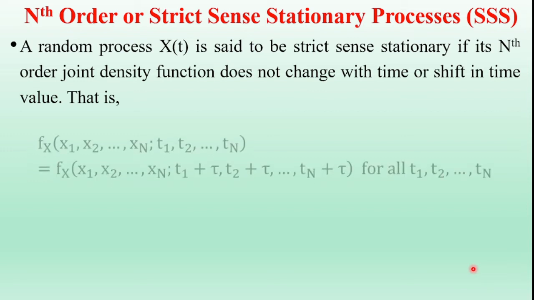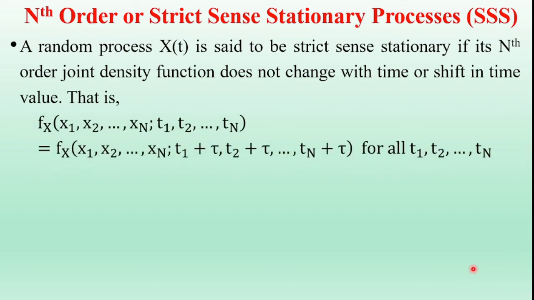So that is n number of random variables x1, x2, x3 and so on xn at the time instances t1, t2, t3 and so on tn. The condition of the nth order stationary random process is Fx of x1, x2 and so on xn, t1, t2 and so on tn is equal to Fx of x1, x2, x3 and so on xn, t1 plus tau, t2 plus tau and so on tn plus tau, for all t1, t2, t3 and so on tn and for any real number tau.